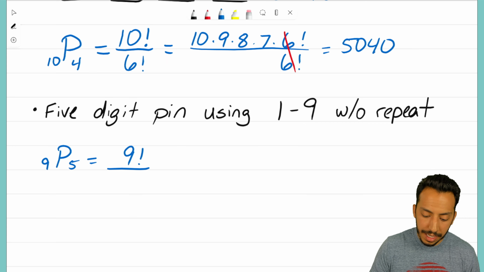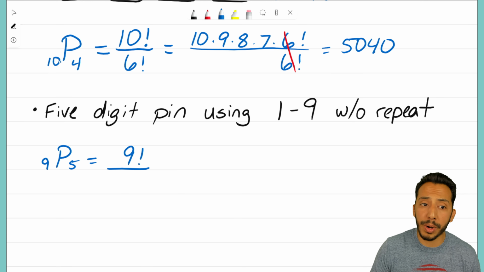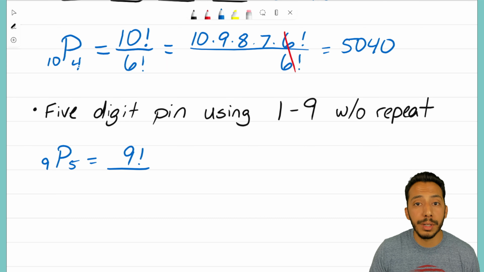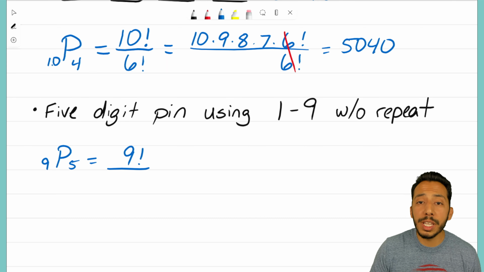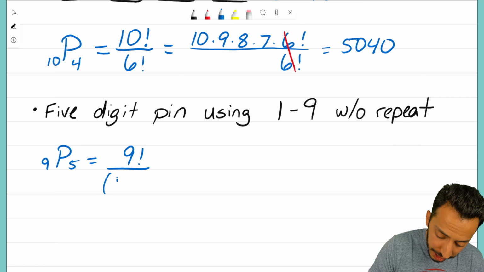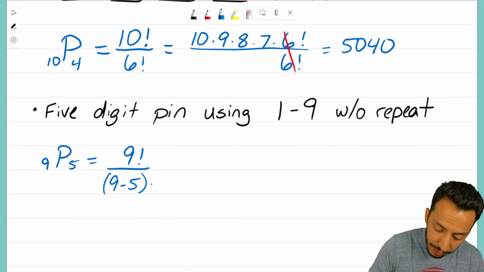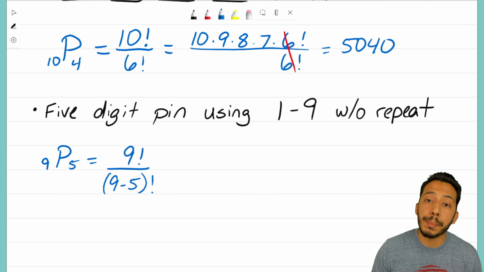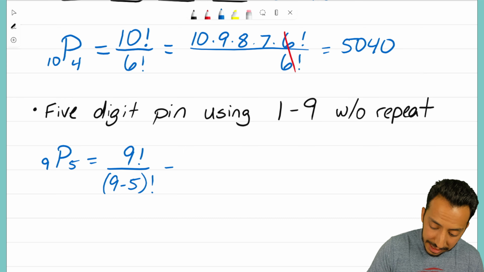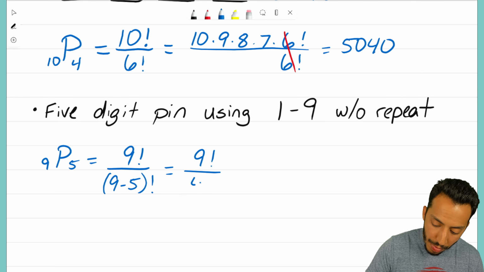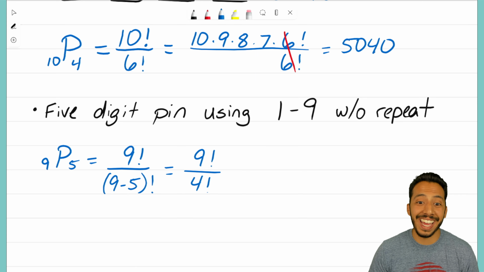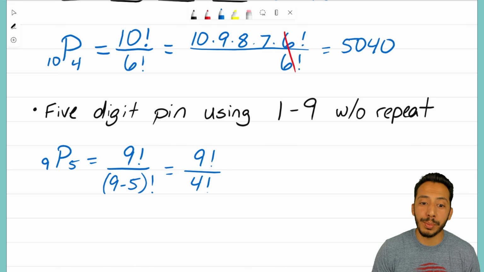Well, we had 10 different numbers to choose from, but we were taking only 4 of them, right? I only wanted to pick 4. So really what we did is we took 10 minus the 4, and we ended up with 6. So down here, I could do that same logic. I could do the 9 minus 5 because I'm picking 5 numbers. So that means we're going to want to get rid of the 4 factorial. Okay, that's how we end up working this problem out.